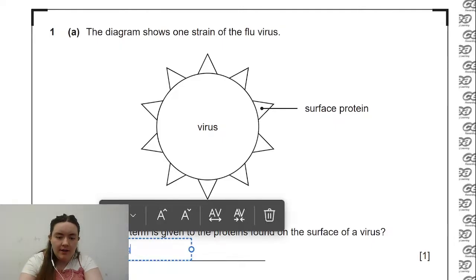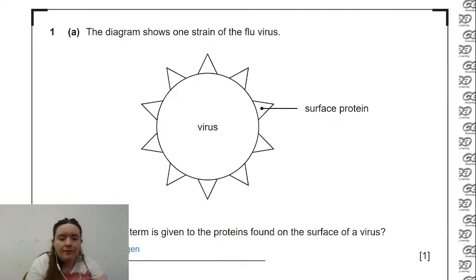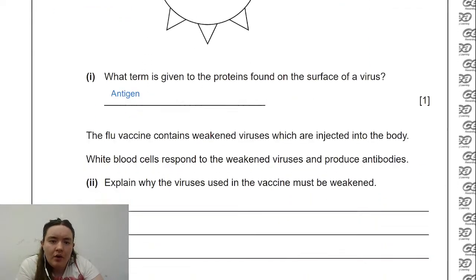So antigens. And then underneath, we've got the flu vaccine contains a weakened virus which is injected into the body. White blood cells respond to the weakened virus and produce antibodies. Explain why the viruses in the vaccine must be weakened. And that is one of the questions that immediately seems like common sense if you know it, but if you don't know it, it might be a little bit harder.